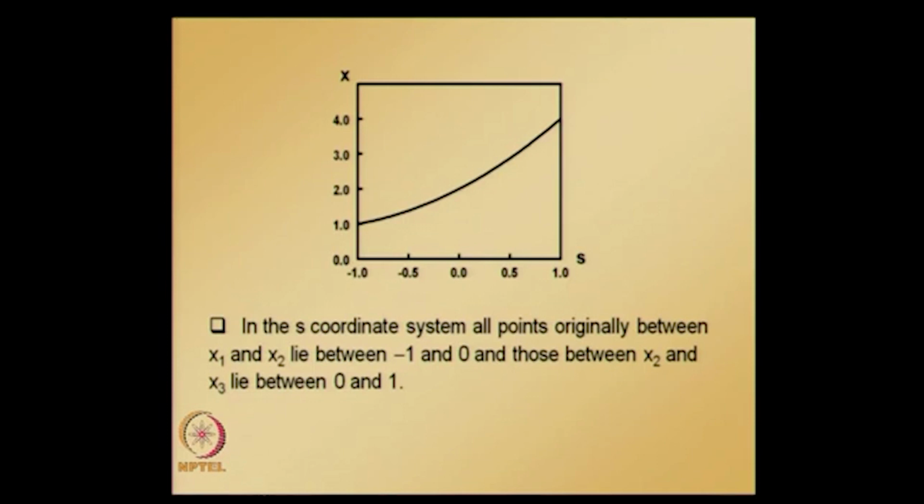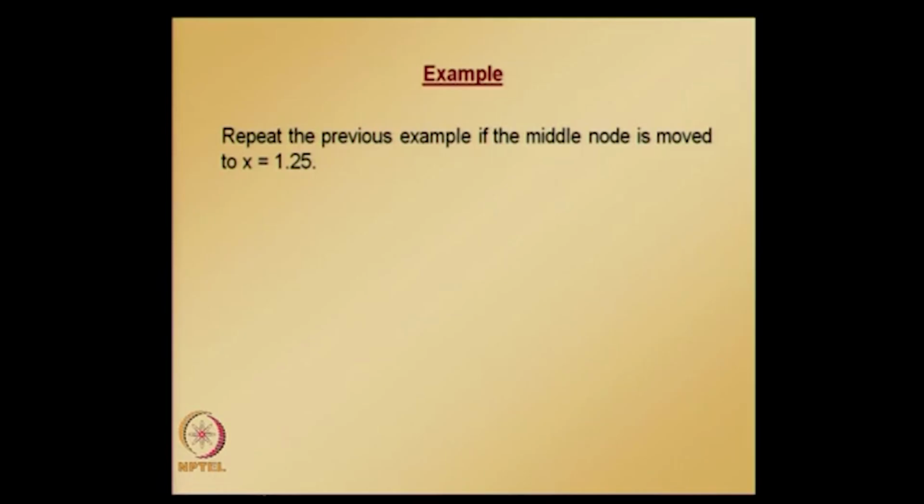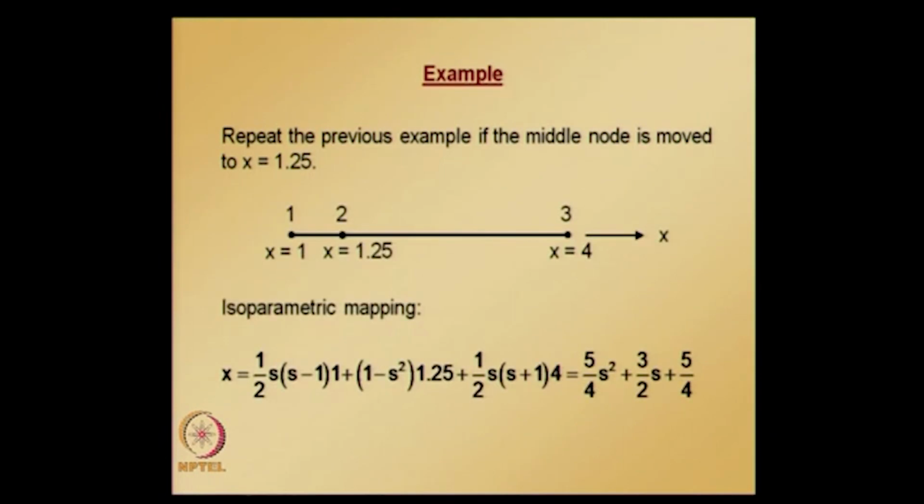Now let us slightly modify this element in such a way that node 2, which is at location x equal to 2, is moved to x equal to 1.25, and see how the Jacobian and mapping look. So we will repeat the previous example and the entire process. Isoparametric mapping becomes this by substituting the parent element shape functions and actual element nodal coordinates, and taking the derivative of this we get the Jacobian. Jacobian is equal to 5 over 2 s plus 3 over 2. So now we are ready to plot x as a function of s and J as a function of s.